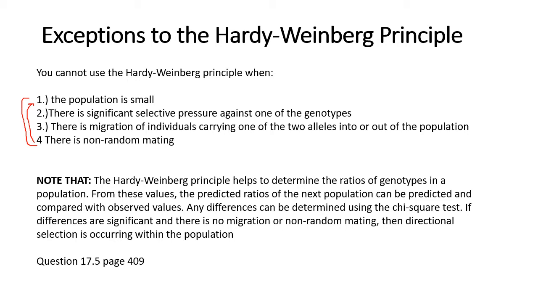So you can use the Hardy Weinberg principle to determine the ratios of genotypes in the population, and from those genotypes, you can predict what the next population can be. And in that case, you can do a chi-square test. However, I haven't seen a lot of questions that take you from Hardy Weinberg to chi-square, so I'm hoping for your sake that that doesn't come up. But if it does, I do trust that you would be able to do it because it would be laid out for you in a very easy manner.